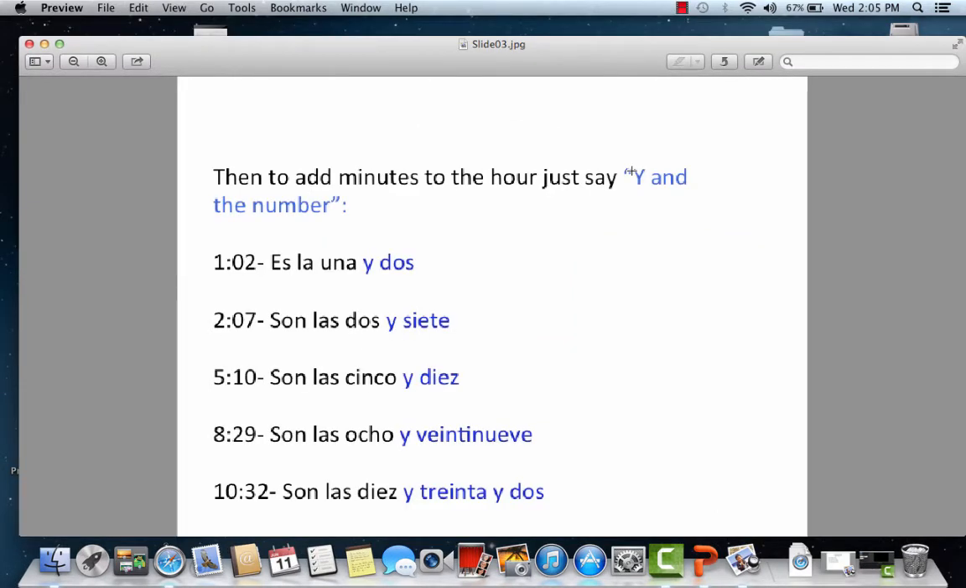Then, to add minutes to the hour, just say the word y and whatever number comes after it. For example, es la una y dos. Son las 2:07. Son las 5:10. Son las 8:29. Son las 10:32. And so forth like that. Follow this format to tell whatever time it is at the moment.